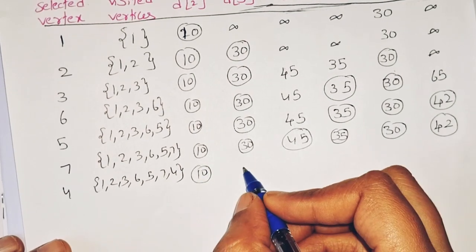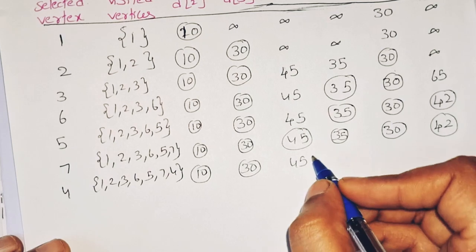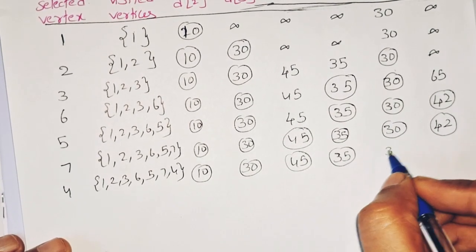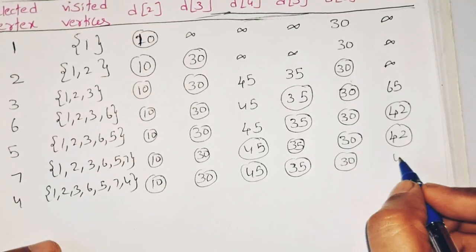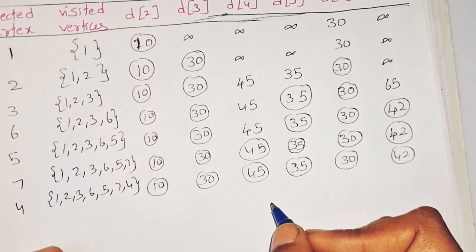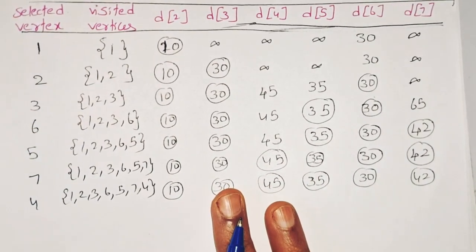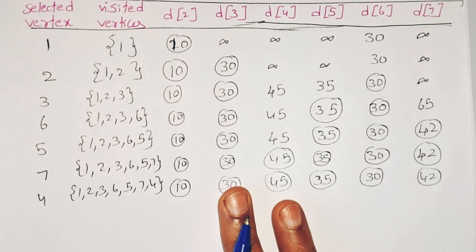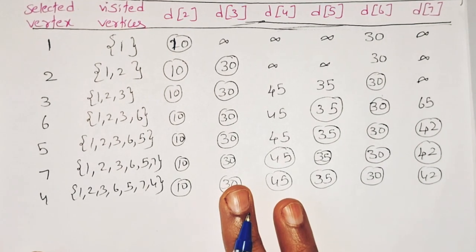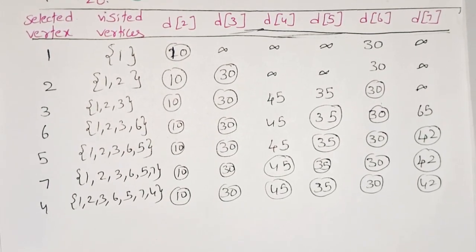10, 30, 45, 35, 30 and 42. So now all nodes are visited here. This is how Dijkstra's algorithm works. Now we will find out how we can travel from node 1 to node 7, and with how much minimum cost we can travel from node 1 to node 7.